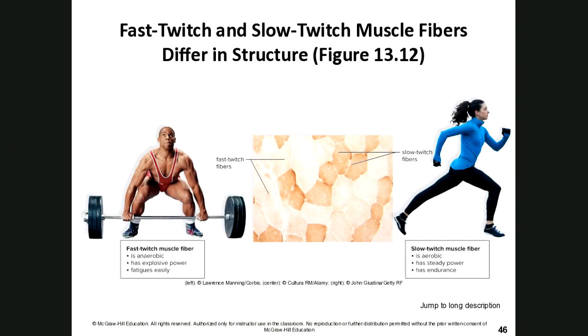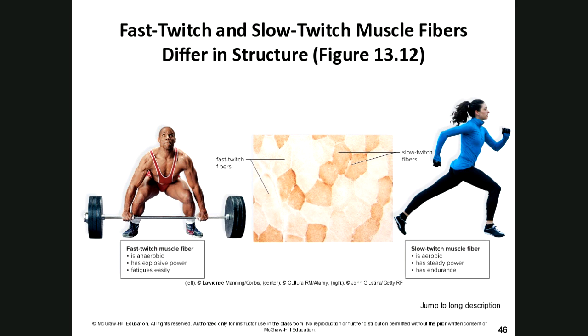So there are two different types of muscle fibers in your body, and they differ slightly in structure. You have fast twitch fibers and you have slow twitch fibers. Fast twitch fibers are mostly anaerobic, and they have an explosion of power. So when we talked about fermentation and the creatine phosphate pathway in the previous slide, those would be the two pathways that are primarily used for your fast twitch fibers. Those fibers tend to be very, very big, very bulky, and they are meant for power.